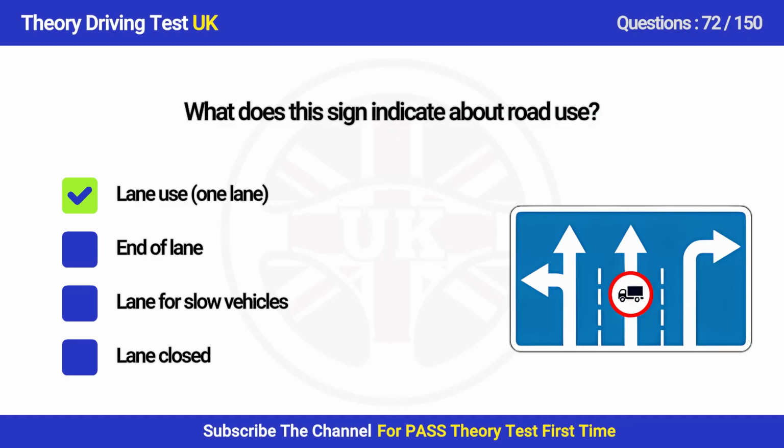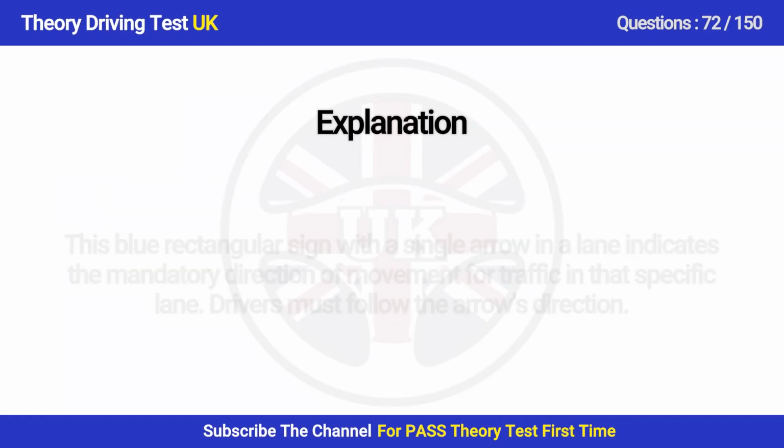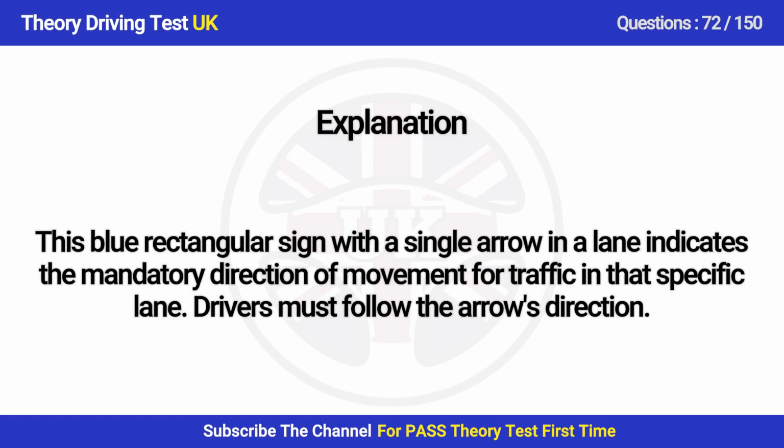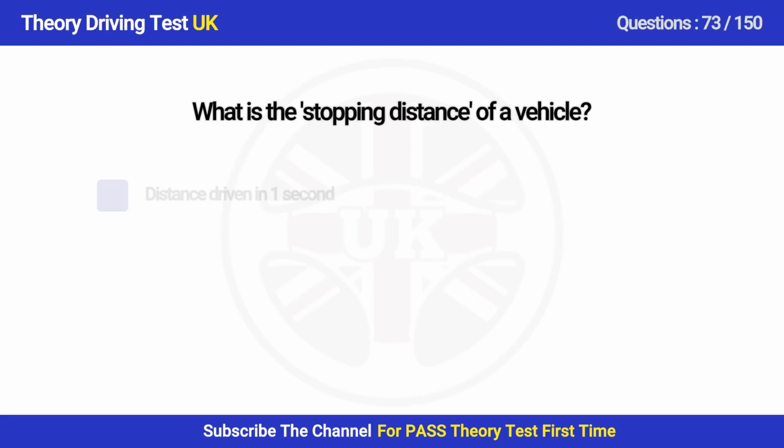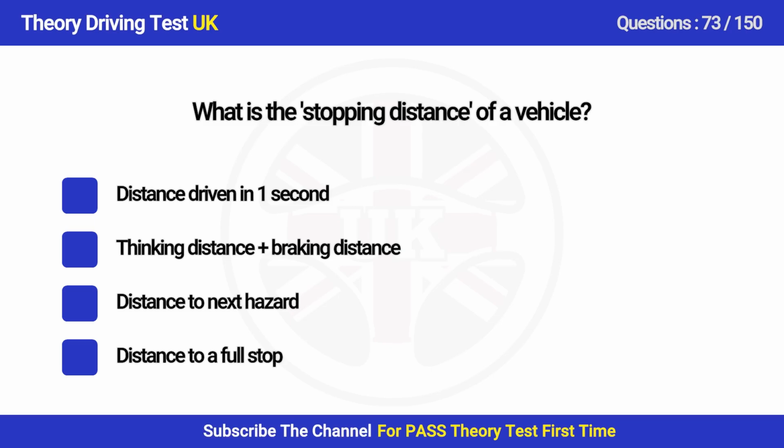Answer is A. Lane use 1 lane. This blue rectangular sign with a single arrow in a lane indicates the mandatory direction of movement for traffic in that specific lane. Drivers must follow the arrow's direction. Question 73. What is the stopping distance of a vehicle?